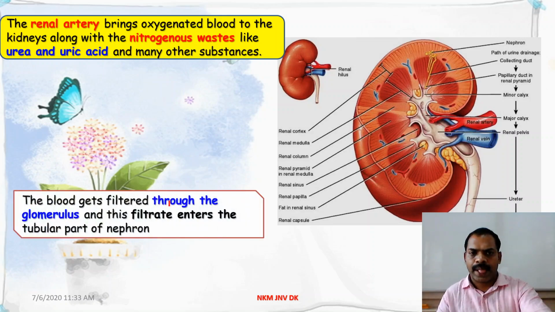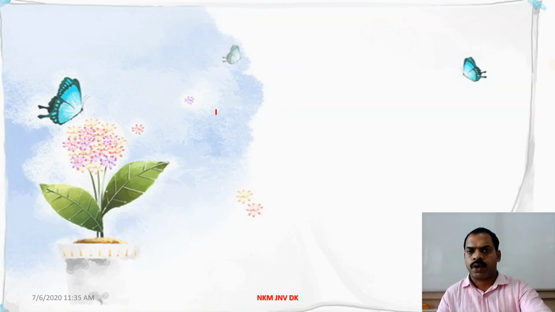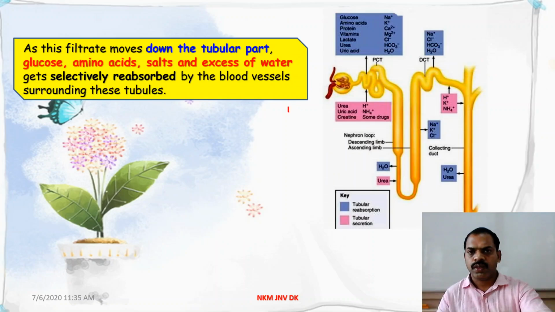Now what will happen? The blood gets filtered through the glomerulus. I told you about the glomerulus, this area where the blood is getting filtered. Then that filtrate will enter into the tubular portion of the nephron. In the nephron structure, you should remember the tubular part of the nephron. I am showing you the tubular part of the nephron. Here blood capillaries are not shown. Only the tubular part of the nephron is shown.